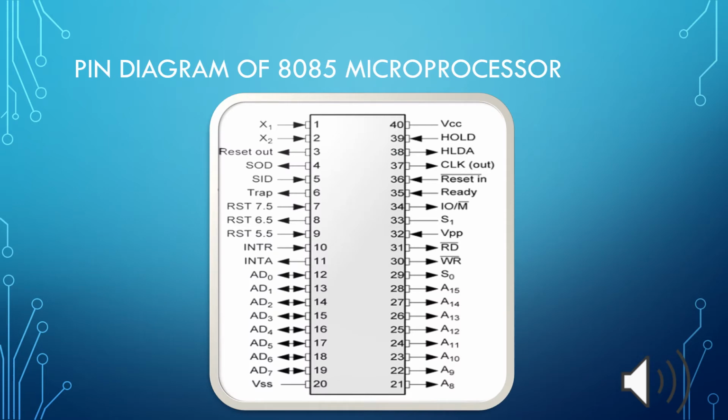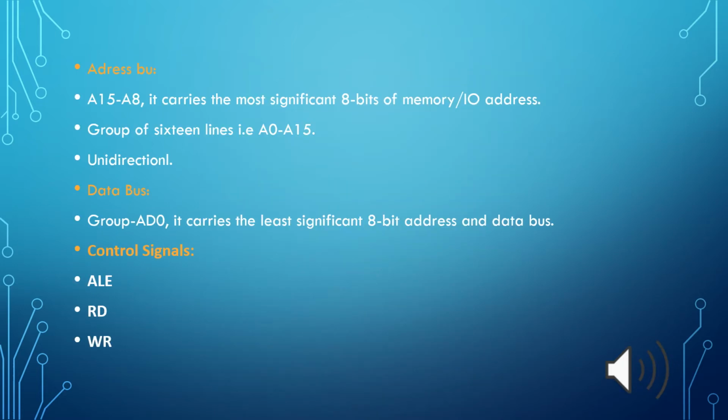This is a diagram which shows the detailed information of the pin configuration of the 8085 microprocessor. Let's start with the address bus in 8085. The address bus is a group of 16 lines, that is A15 to A8. The address bus is unidirectional, that is bytes flow in one direction from the microprocessor unit to the peripheral devices, and uses the higher order address bus. It carries the most significant 8 bits of memory address.